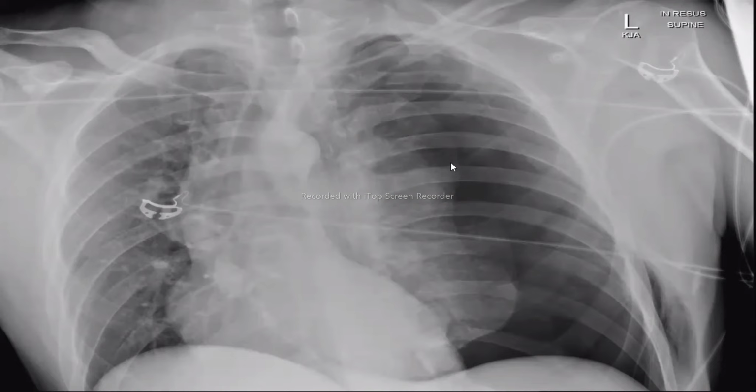What is the treatment here, guys? Urgent needle decompression, followed by chest tube insertion. So if you find the option in the exam, needle decompression, choose it. If you find the option needle decompression followed by chest tube, choose this one. Okay, and so on.